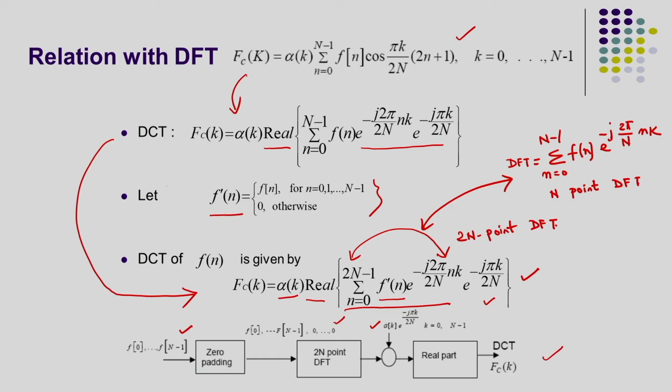So you can see that you can obtain the DCT from the DFT by this process. First I have to do the zero padding, so that the length of the sequence will be twice N, and after this I have to calculate the twice N point DFT, and after this I have to do multiplication. The multiplication is alpha k e to the power minus j pi k divided by twice N, and after this I am doing one operation, that is, I am considering the real part, and I am getting the DCT. So that means the DCT can be computed by using the DFT.